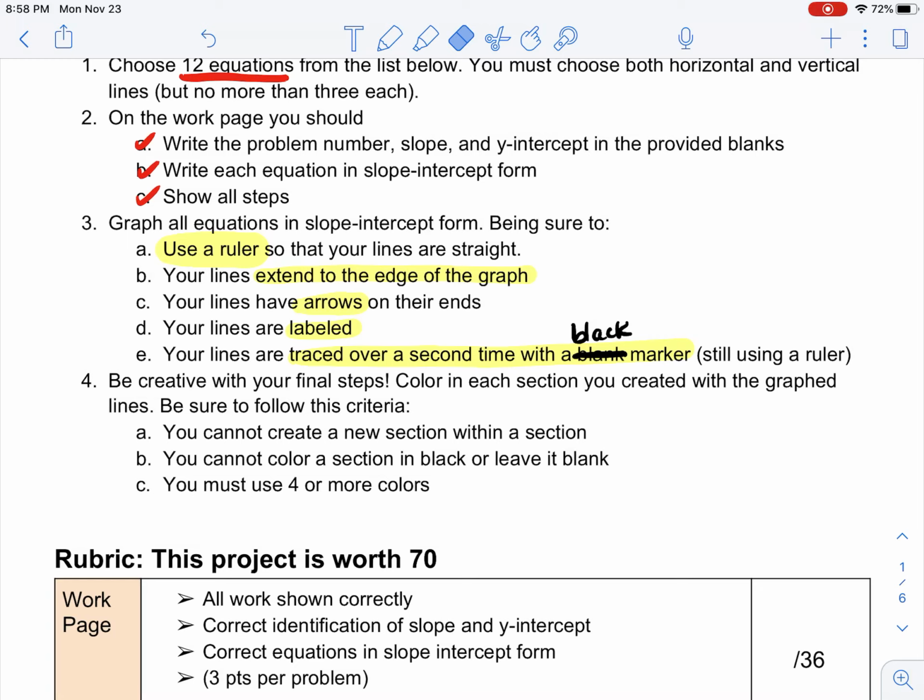After that, you're going to color in between each of the lines that you drew. So just with a couple rules. You cannot create a new section. You cannot color a section in black or leave it blank, and you must use 4 or more colors.